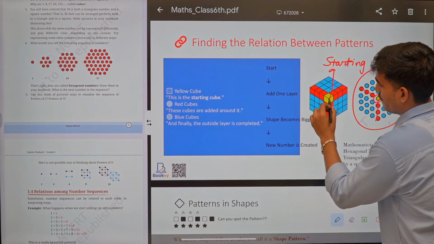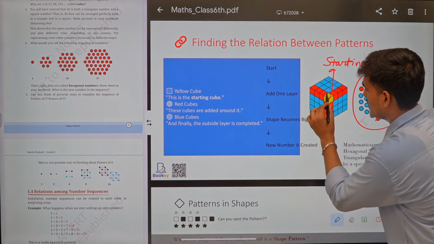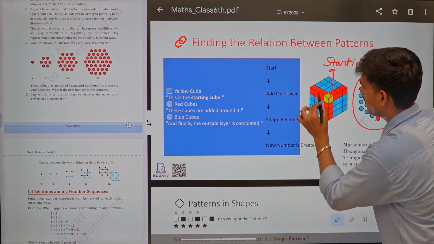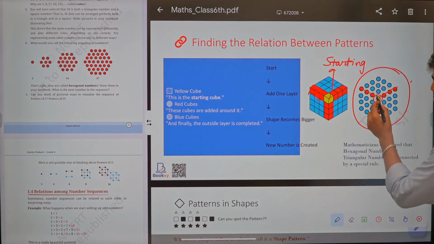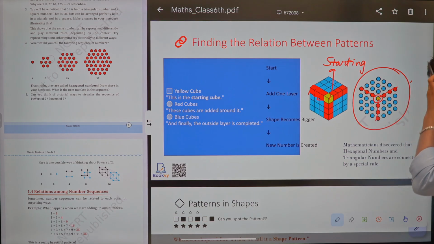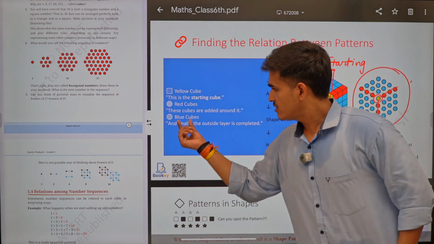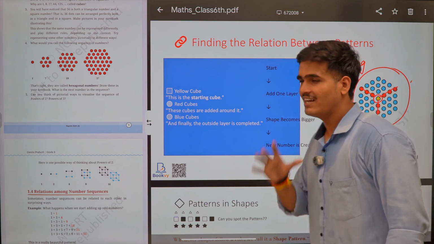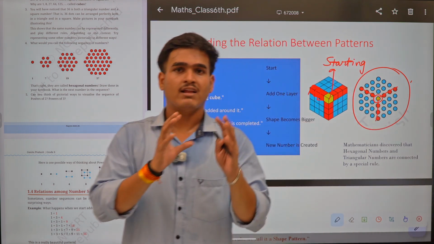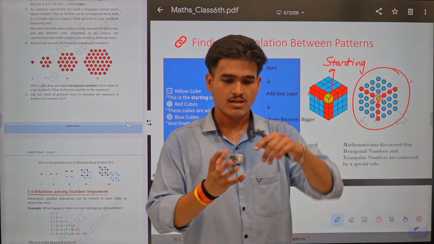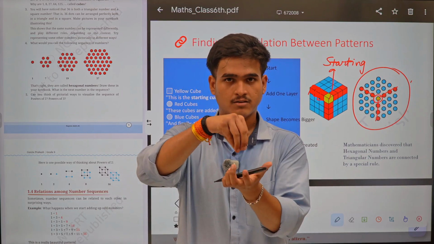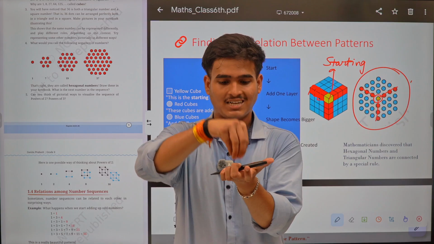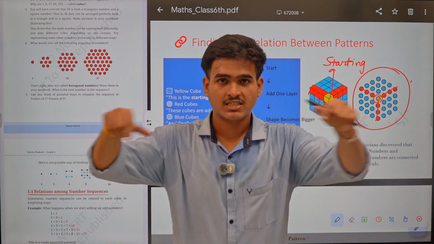How come? After this yellow box, I can see three red boxes are added. So here also, see, 3 balls are added, 3 balls are added. Okay sir, I have got this. And what does the third condition say? Blue cubes. And finally the outside layer is complete. See, whenever an object is made, it is surrounded by a main center of the object, that is the starting point, then the connection of that point.